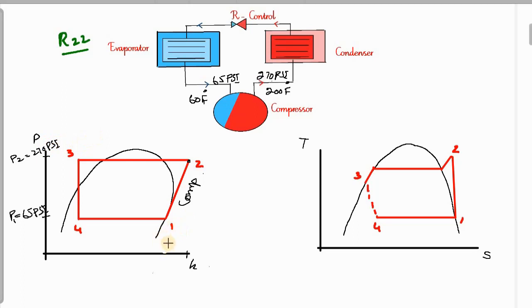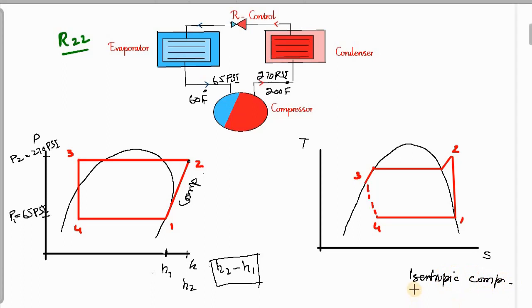In the compression process, the heat added to the refrigerant goes from H1 to H2, so the heat added is H2 minus H1, and we can say that this is the work consumed, the power consumed by the compressor. On the TS diagram, this compression process is from point 1 to point 2, and it is a straight vertical line on the entropy axis. So we can say that this process is the isentropic compression.